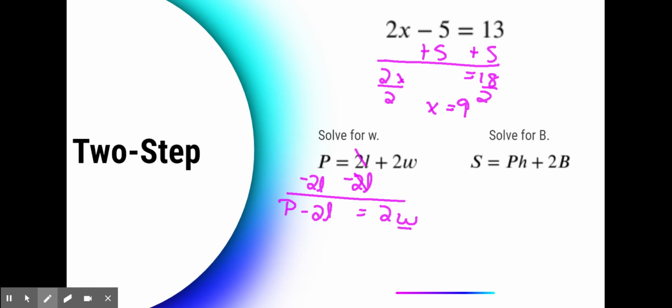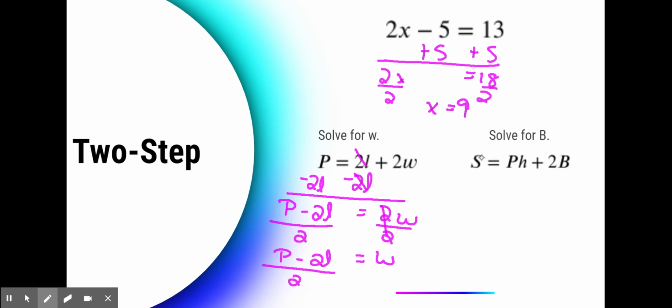I'm going to divide both sides by 2, and I have to divide the whole side by 2. I have to do it like that. So those 2's cancel, and I get W equals P minus 2L all over 2. All right, looks very, very weird, but that is how we would isolate W. So the width of a rectangle is the perimeter minus 2 times the length, all divided by 2.